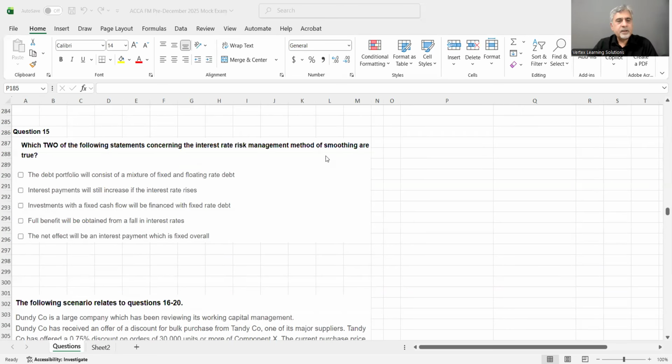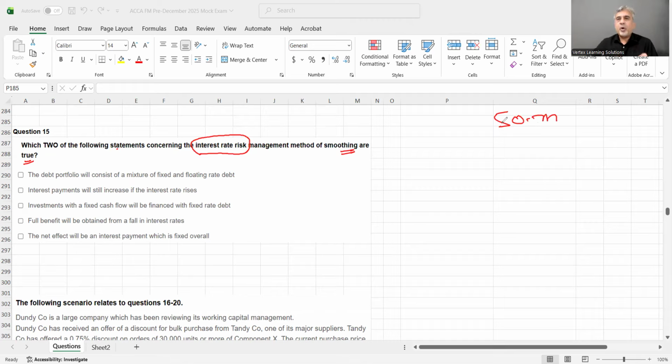Number 15: which two of the following statements concerning the interest rate risk management method of smoothing are true. Smoothing is when you have fixed rate loan and variable rate loan, because we are talking about interest rate risk. So we have borrowings, okay? We have 50 million of borrowing.